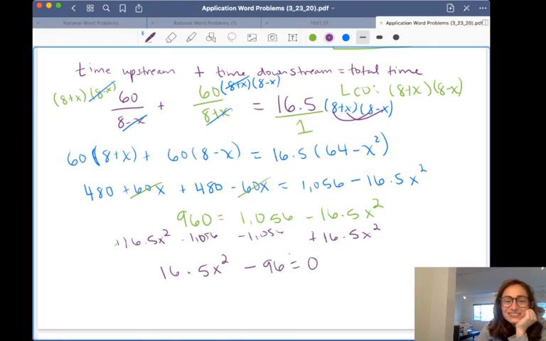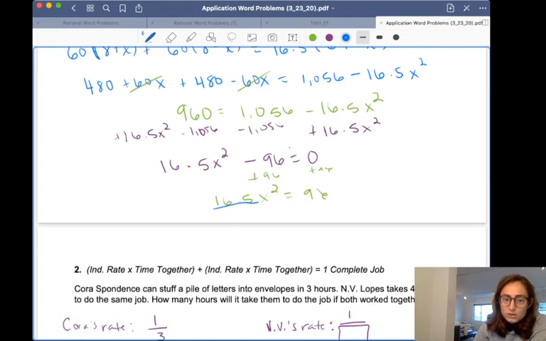I see what I was trying to show you guys. Okay, so I put it in standard form now. Now, because there's no x term, I know this might be kind of counterproductive, but this is how I did it. I'm going to add 96 to both sides. So I have 16.5 x squared equals 96. And now I can just get x by itself by doing inverse operations. So 16.5 divided by 16.5. Sorry, that's a 6, and it doesn't look like a 6.